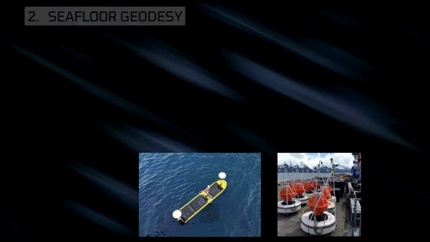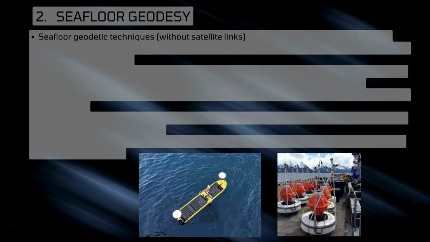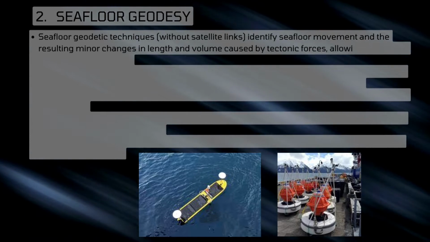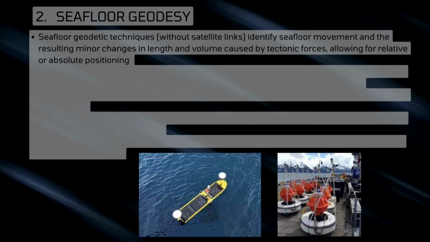The second method used was seafloor geodesy. Seafloor geodetic techniques without satellite links identify seafloor movement and the resulting minor changes in length and volume caused by tectonic forces, allowing for relative or absolute positioning. This data is supplied at the same high resolution level as satellite-based land approaches.